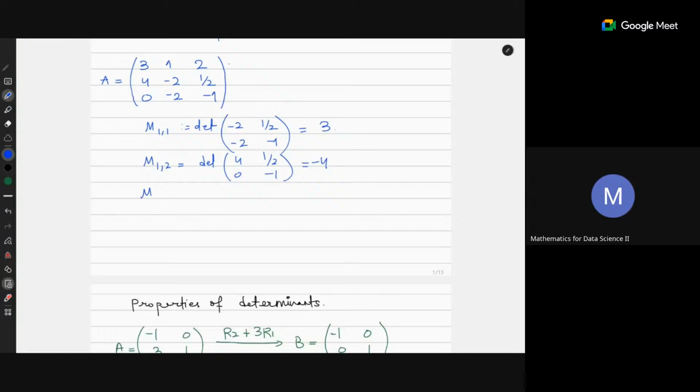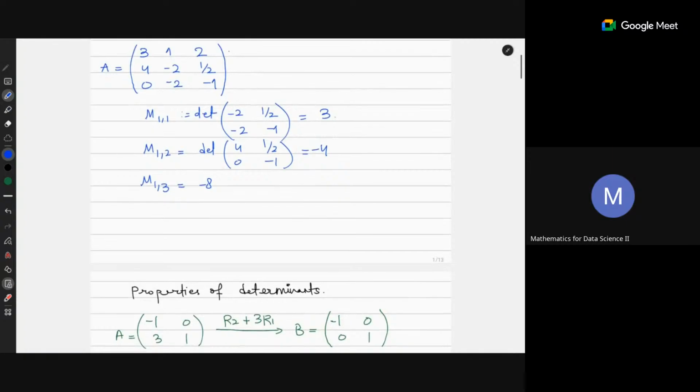And what about 1 comma 3? What is the minor of 1 comma 3? It is going to be -8. Right.